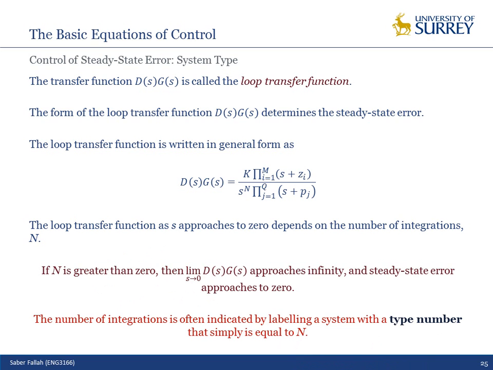Now, another definition: the number of integrations is often indicated by labeling a system with a type number. So it depends on how many poles you have at the origin in your open loop system, your loop transfer function. We call it the type number. Again, it's a very important concept in the design of control systems.